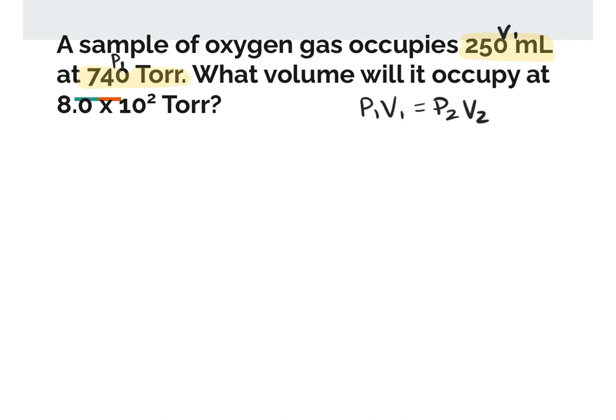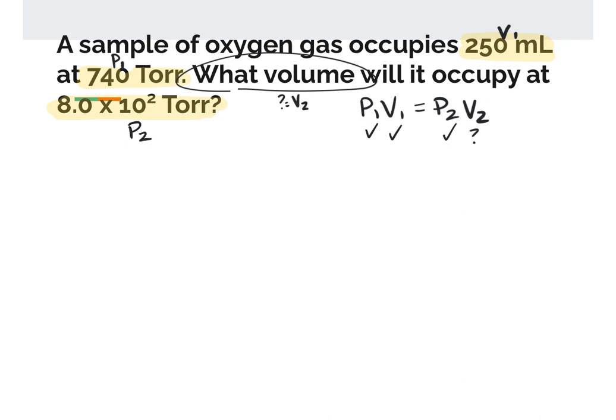Okay, that should be P1. So you have V1 and P1, and then it's asking what volume, so our unknown is volume 2, will it occupy at 8.0 times 10 to the second torr. That's going to be our second pressure. So if I look at my equation, I know P1, I know V1, and I know P2, but I don't know V2.